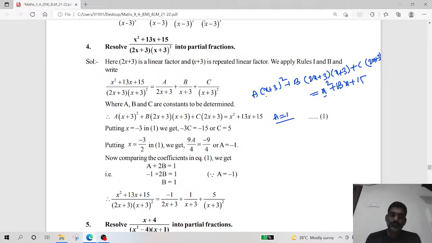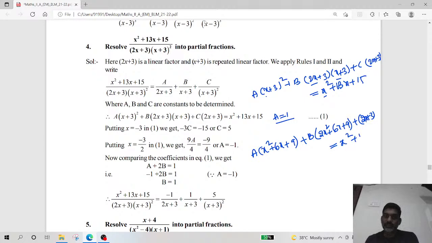Yes or no? Am I correct or not? The value of a is 1. And you see a times x plus 3 whole square. We can write one more step: a times x square plus 6x plus 9 plus b times 2x times x, 2x square, and 2x times 3, 6x, plus 3 times x, 3x, and 3 times 3, 9, plus c times 2x plus 3. Now all the powers are expanded, which is equal to x square plus 13x plus 15.